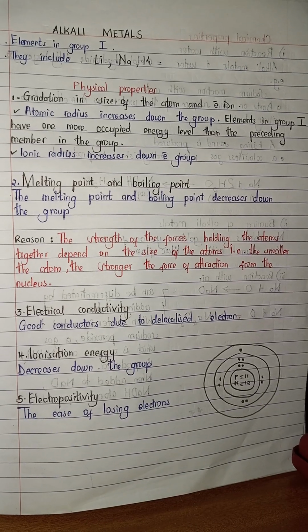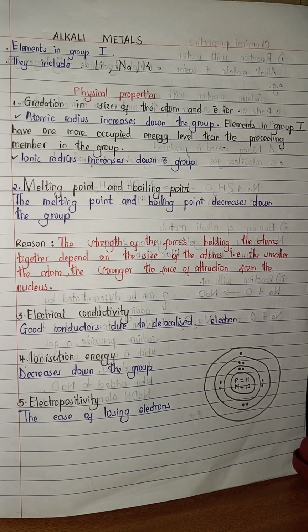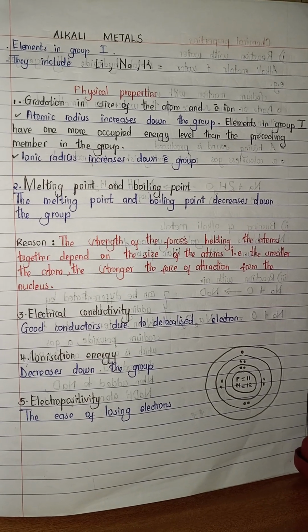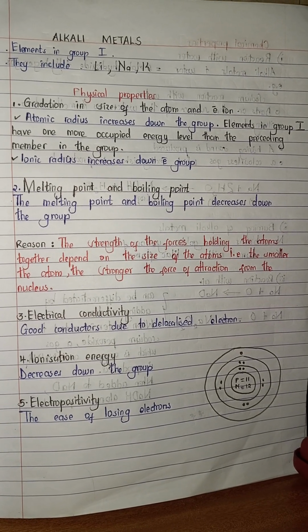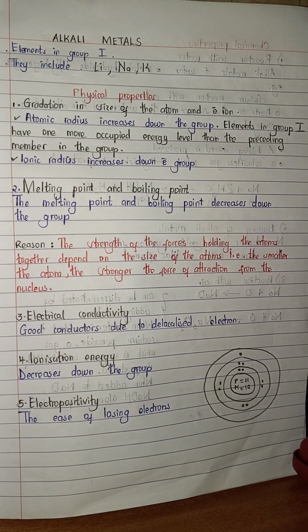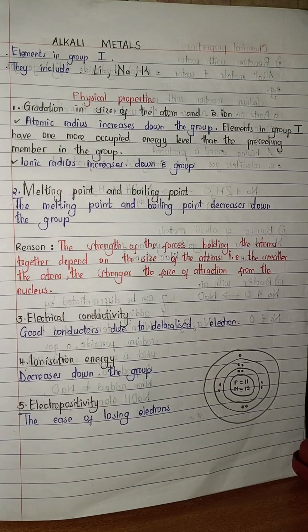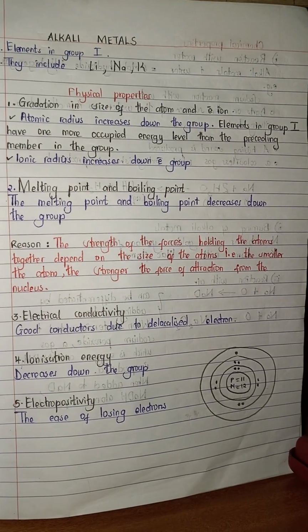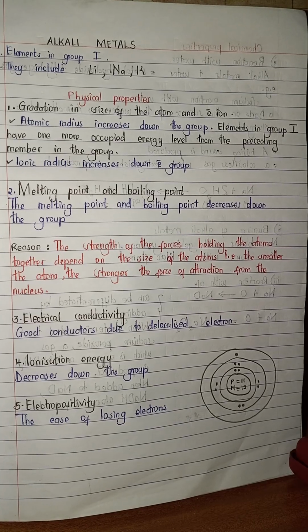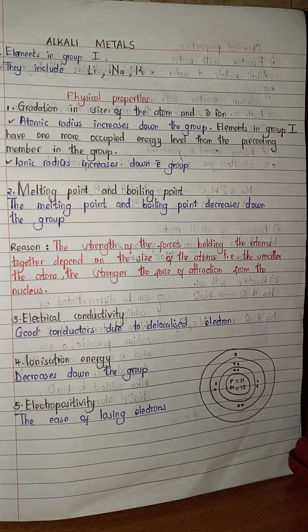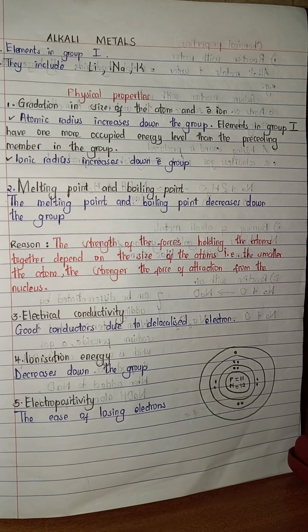Then on the second point, the ionic radius increases down the group, which is also similar to the atomic radius. Atomic radius and ionic radius are different. Atomic radius is when the atom is just like that, while ionic radius is when the metal or the element loses one electron to form an ion.